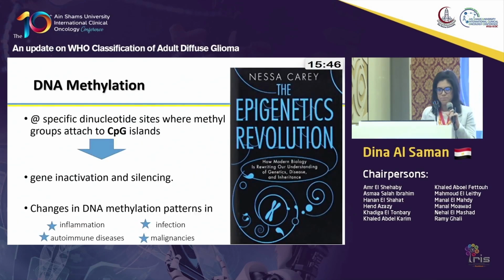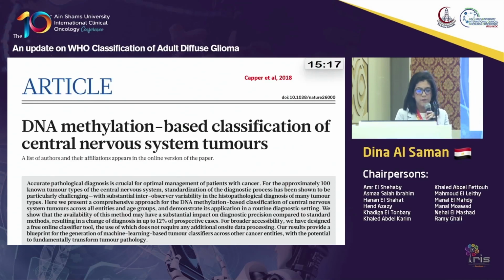Okay. And according to Nessa Carey, she had a nice book called the Epigenetic Revolution. She describes that the epigenetic changes primarily occur at specific dinucleotide sites at the CpG islands, where the methyl group attaches in these sites and leads to inactivation or silencing of the gene expression. And the DNA methylation patterns were found and were differently expressed in malignancies, autoimmune diseases, infections, and inflammation.